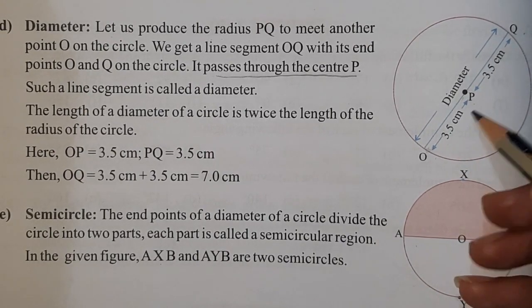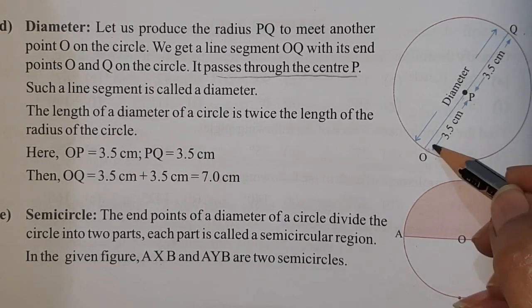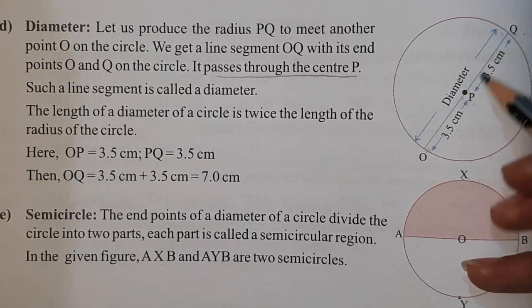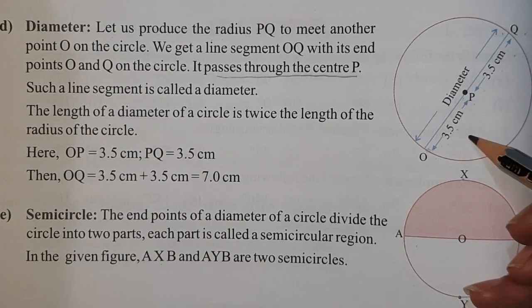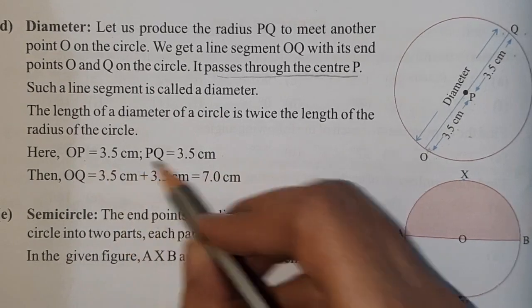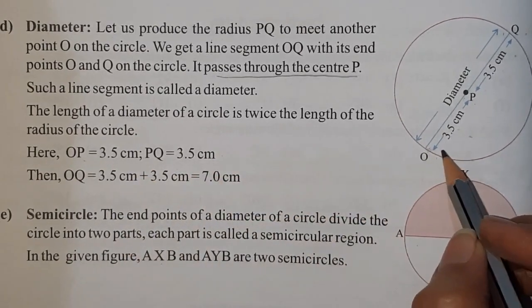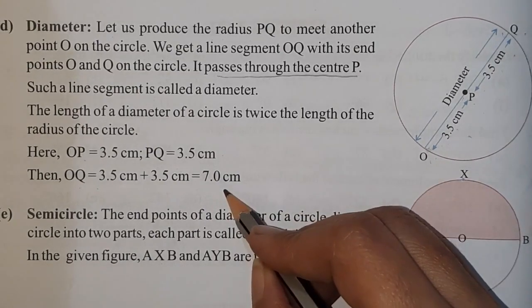And diameter is always double of the radius. If radius is 3.5, then diameter is 3.5 multiply 2 or 3.5 plus 3.5, that is 7, as it is shown here. OP 3.5, PQ 3.5, OQ, which is the total of this, is 7 centimeter.